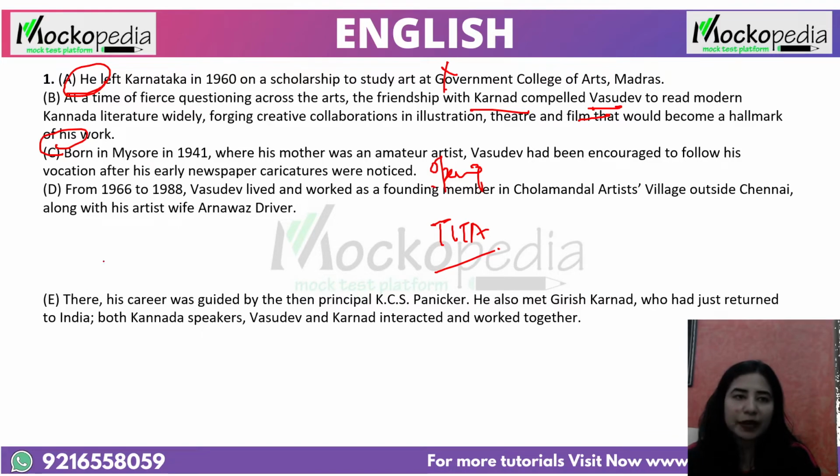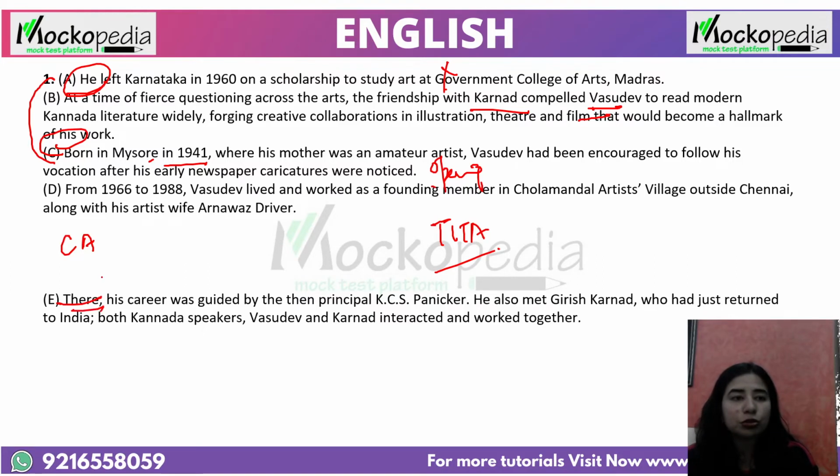So how are we going to place this? Let's see. There, his career was guided by the principal K.C.S. Paniker. He also met Girish Karnad, who had just returned to India. Both Kannada speakers, Vasudev and Karnad interacted and worked together. So clearly, we can understand from the clues that it is 1941. Then he left to study. So of course, after C, A will come, and I'm sure you are able to understand that.